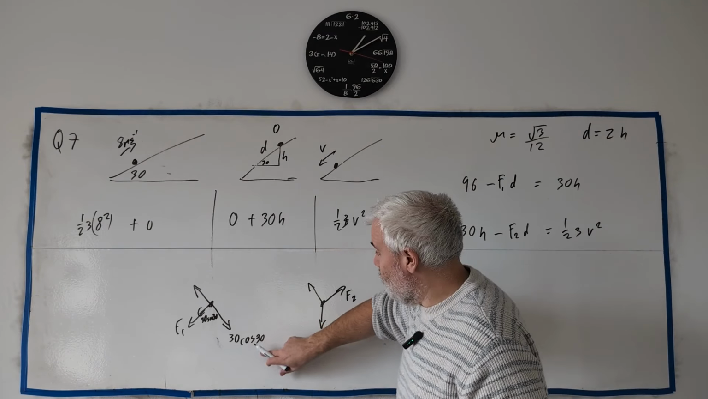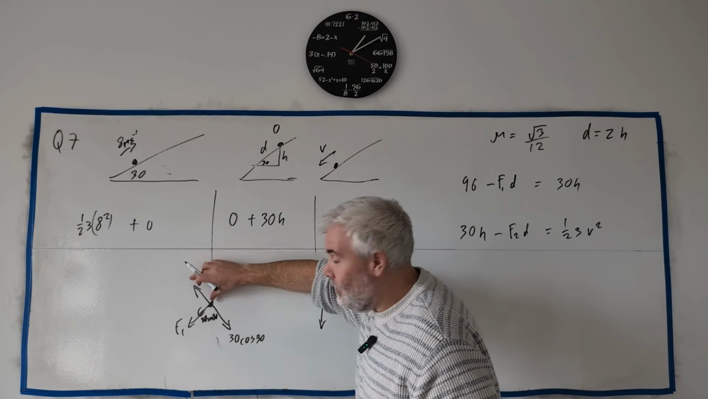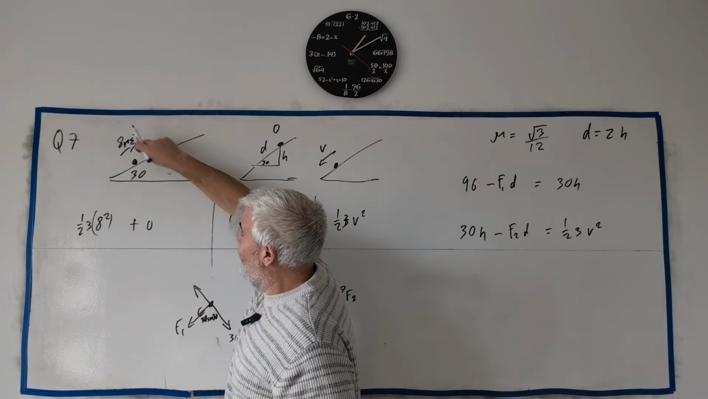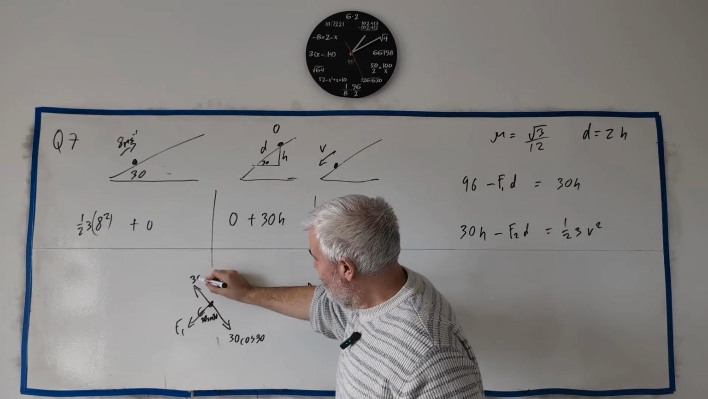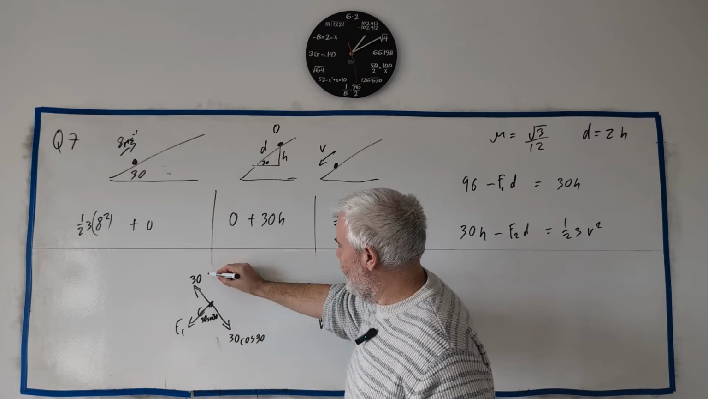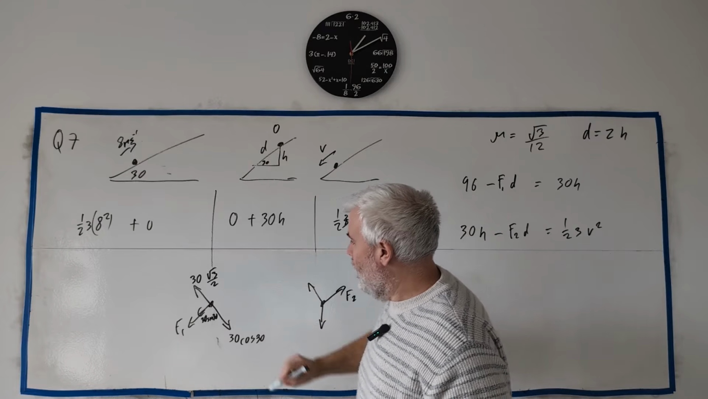I do care about this one, because this will be equal to the reaction force. Remember, he's not going to jump up and down off of this thing. So this force must equal this force. So this is 30 cosine 30, and cosine 30 is square root of 3 over 2.